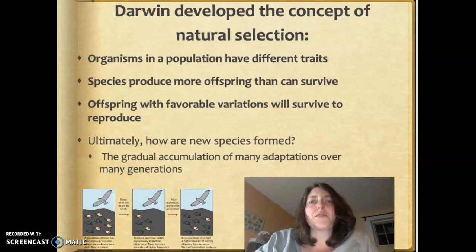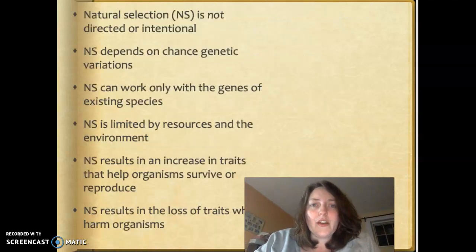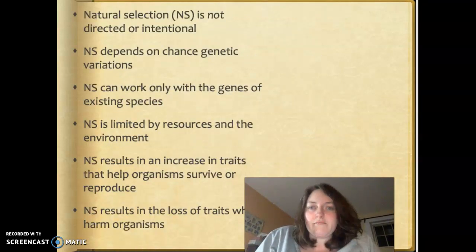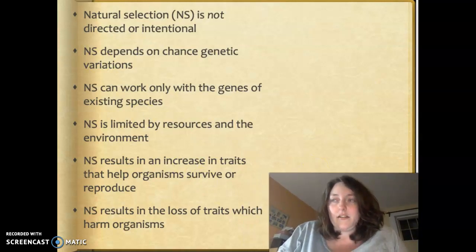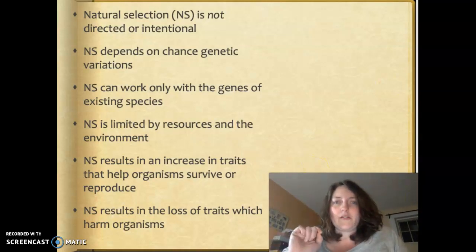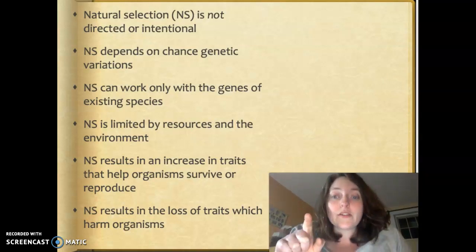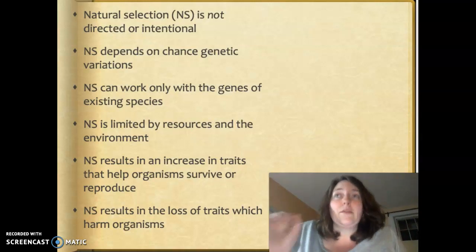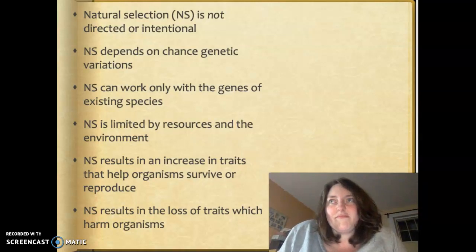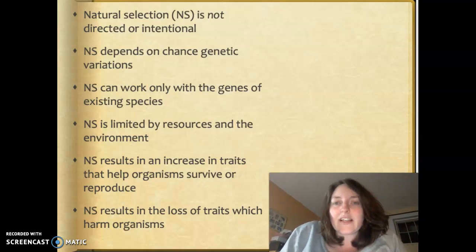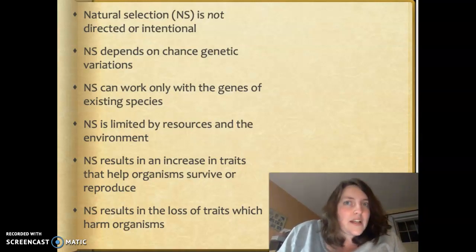But there's some rules natural selection follows I want you to know. This is not a direct and intentional thing. Not direct and intentional in the least. It did not say, you're going to be the one to survive, and you're going to be the one to survive, and you're going to be the one to survive. It is random based on what you're born with. Depends on genetic chance. And it can only work with genes that are there. You can't be in an environment and say, ooh, I want to survive, and then automatically come up with the adaptation. You're born with the adaptation or you're not.